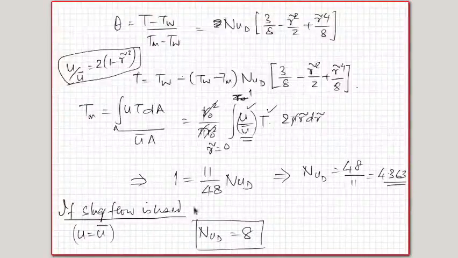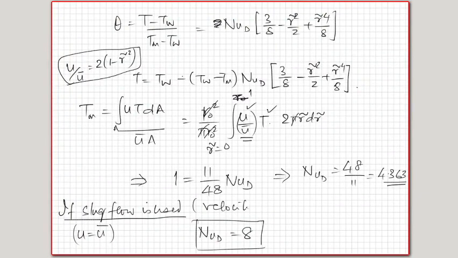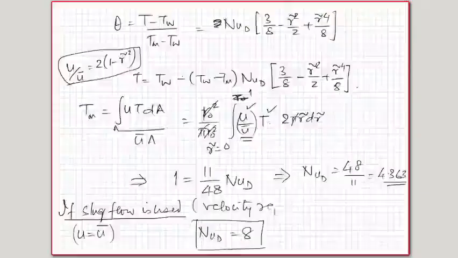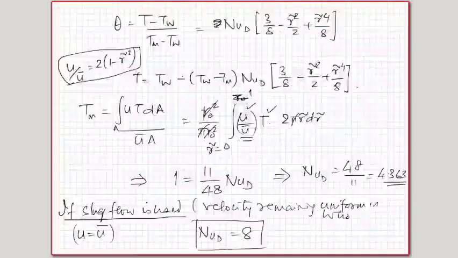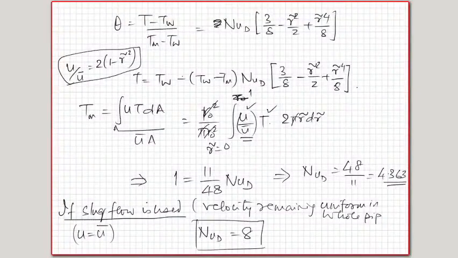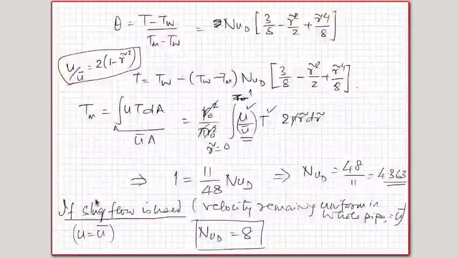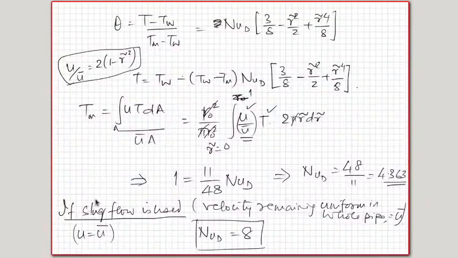So this is for velocity remaining uniform in the whole pipe, equal to u bar. This is the case of slug flow. We call that a slug flow because the whole flow goes like a bullet or a slug without any change in shape, and that's the reason why it's called a slug flow.